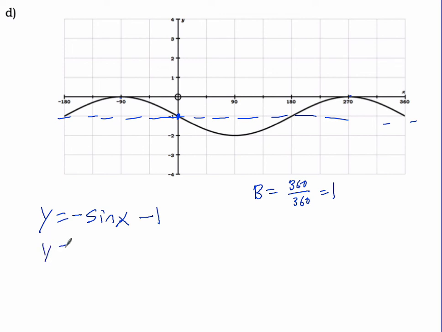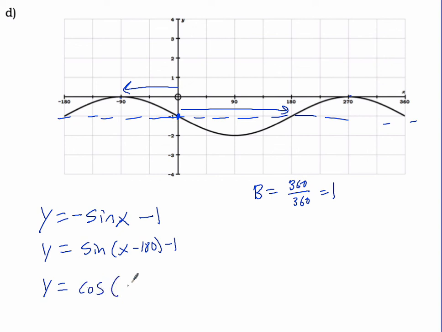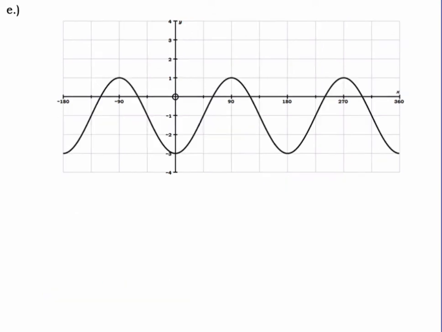Okay, or you could say it's a sine curve shifted over 180, right? So you could say it's sine times x minus 180 minus 1. Those are the same, they're equivalent, exactly the same graph. For cosine, you can say it's a regular cosine function shifted over to the left by 90. So you can say y equals cosine x plus 90 minus 1. That gives you the same exact graph, right?